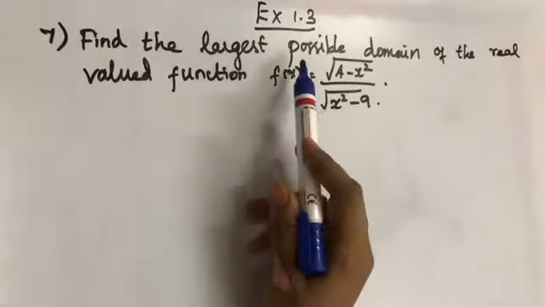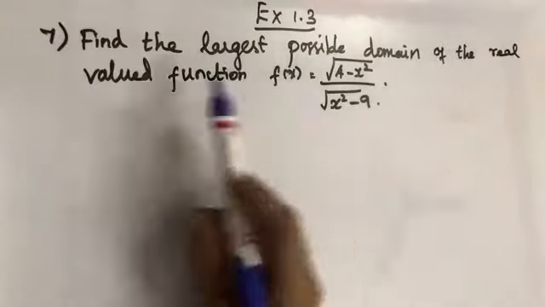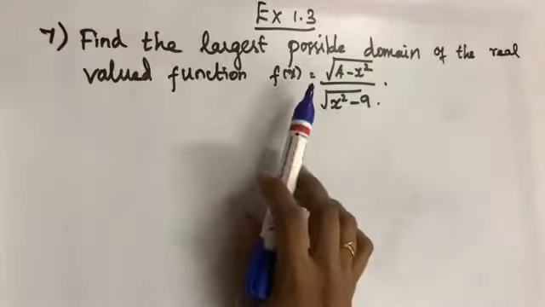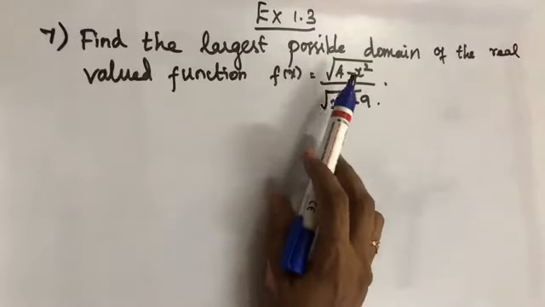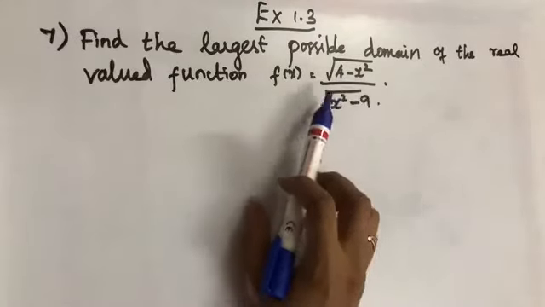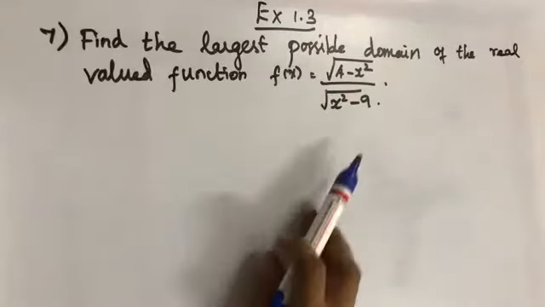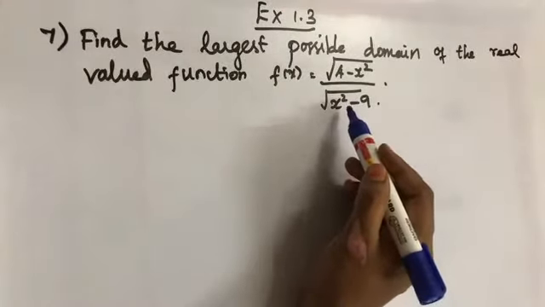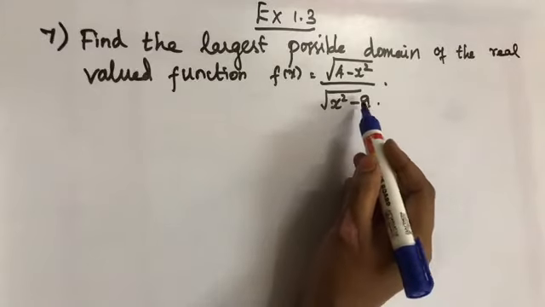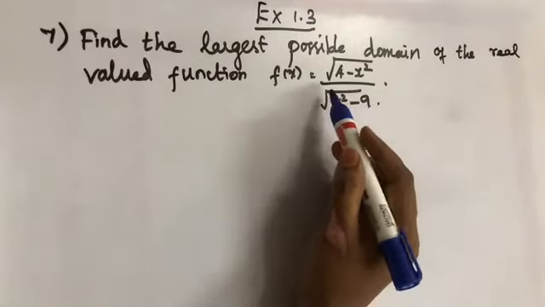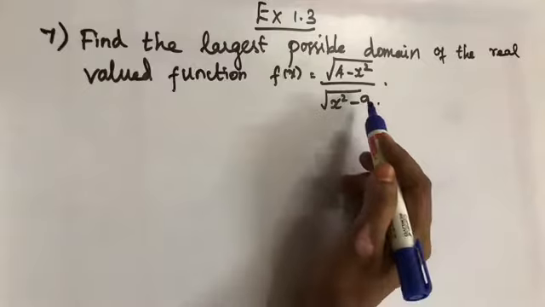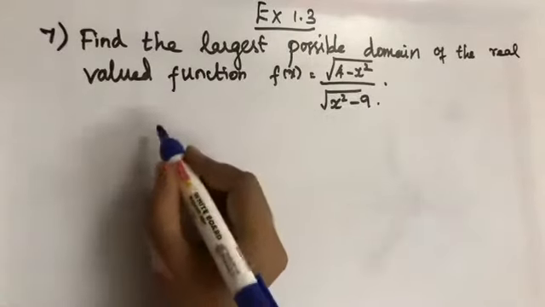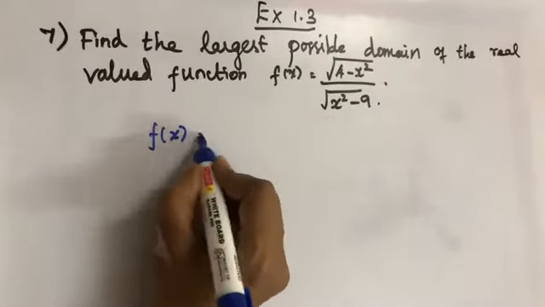Find the largest possible domain of the real valued function f of x is equal to square root of 4 minus x square divided by square root of x square minus 9. It is also a rational function, so the denominator should not be equal to 0. In the previous problem itself we have seen it. The denominator should not be equal to 0.